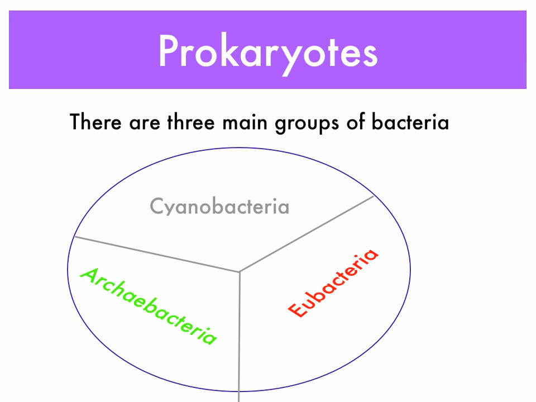So to start off, generally we recognize 3 main groups of prokaryotes or bacteria. I'll use that term a lot just because it's a more common term, bacteria. And we also refer to these guys as germs or microbes. So our 3 main groups are cyanobacteria, archaebacteria, and eubacteria.